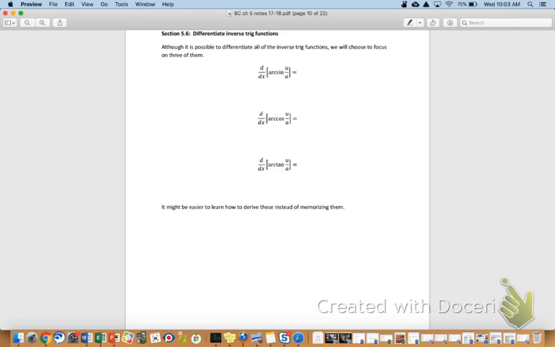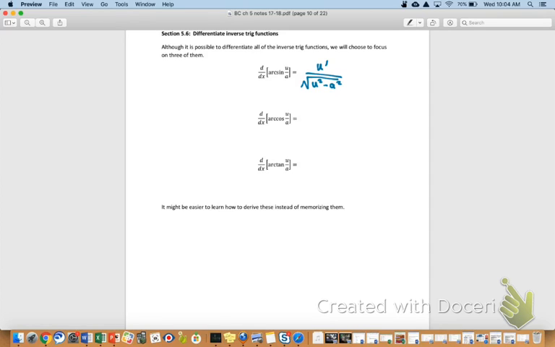Does Santi remember it? I think it's 1 over the square root of a squared minus u squared? No, you're thinking of arctan. That's arctan, so it's u prime over something. What does arcsine involve? It's u squared minus a squared, but y'all are missing something still. What else are you missing? A square root. So it's u prime over the square root of u squared minus a squared.